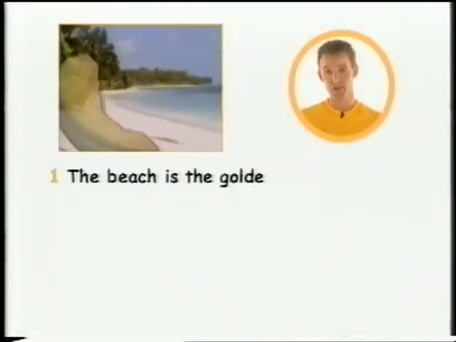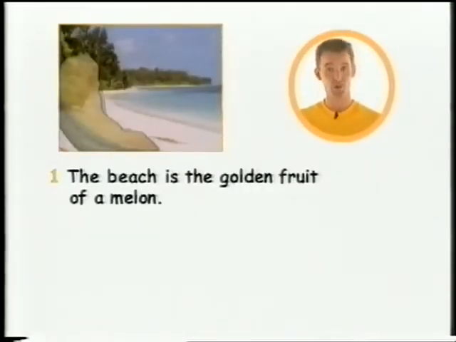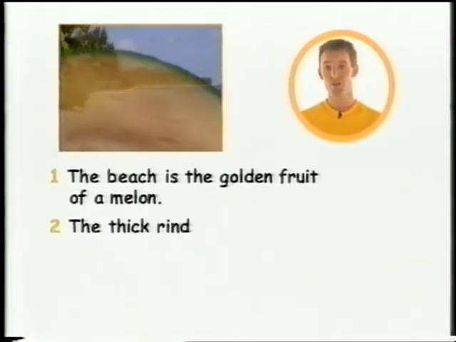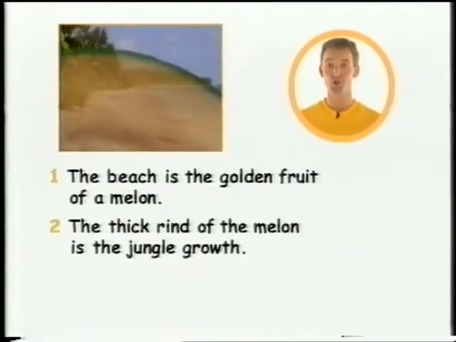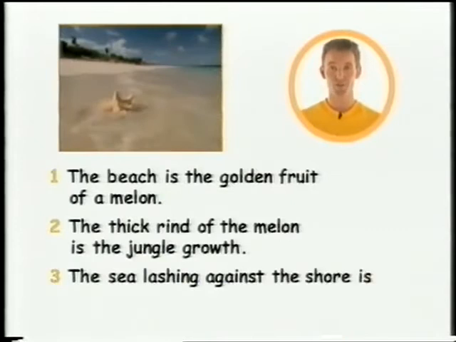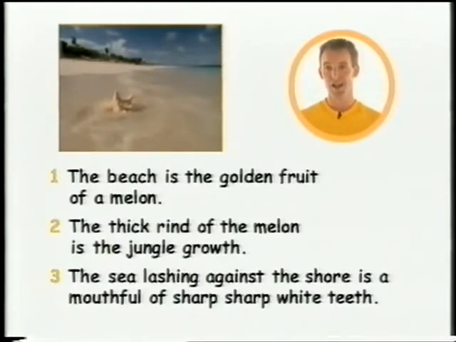Did you spot them? According to that writer, 1, the beach is the golden fruit of a melon. 2, the thick rind of the melon is the jungle growth. And 3, the sea lashing against the shore is a mouthful of sharp, sharp white teeth. So that's 3 metaphors.